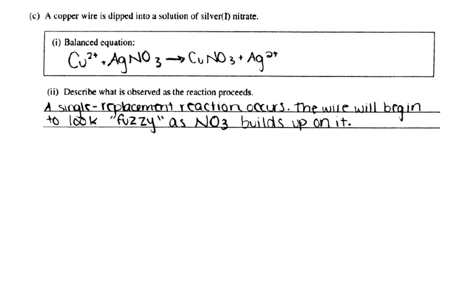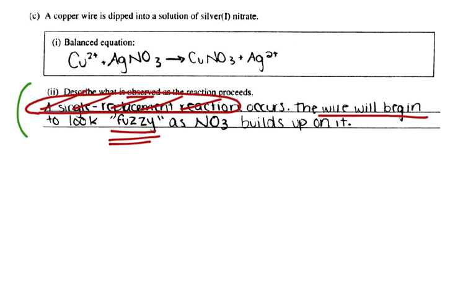Okay, this person here, for this second part, we're saying, describe what is observed. So they say this is a single replacement reaction. Okay, that is true, but you don't observe that. You cannot observe that something is a single replacement reaction. Okay, we went for observations, so we're looking for something, a color change, something building up, something going away. Okay, the wire will begin to look fuzzy.